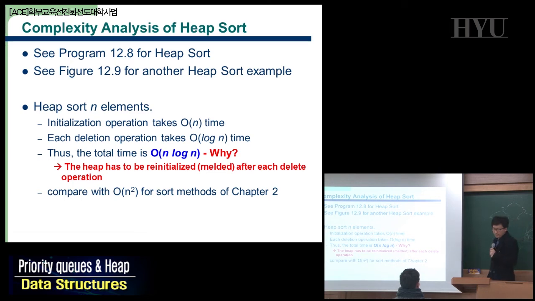N log n, that's what it means. So compare with the order of n square for sorting methods in previous chapters. What was the sorting method that we discussed? Insertion sort? What else was there? I forgot. Selection sort. We didn't discuss it too much for the algorithm itself, right?